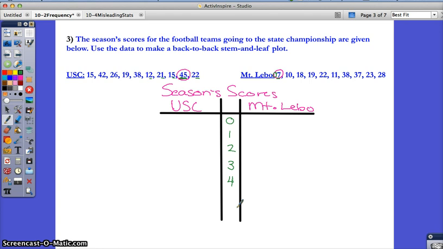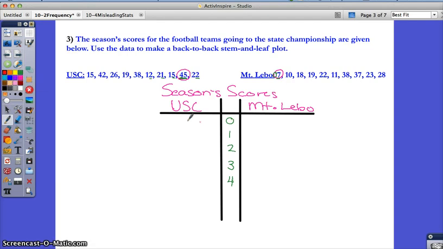And now we're ready to organize our data. Remember, your stem does not always have to start with 0. Just in this case, we have a score that low, so we need to. I'm going to do USC's data, and then you're going to do Mount Lebanon. So when you're looking at USC's data, start with the lowest scores you see.